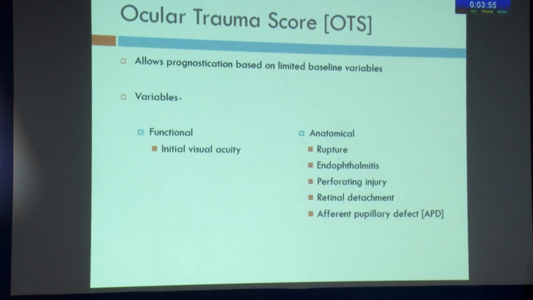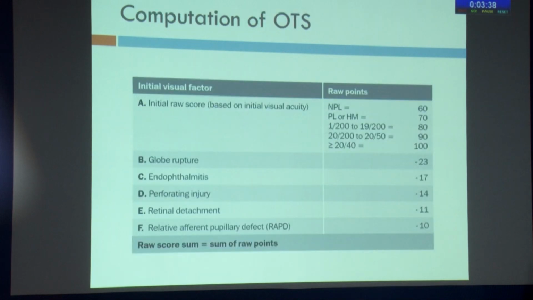Now it is also important to prognosticate a case. This is done on the basis of various variables, which could be functional or anatomical. The functional variable is the initial visual acuity, and anatomical variables include whether there is rupture, endophthalmitis, perforating injury, retinal detachment, or presence of afferent pupillary defect. All of these variables have been given some score, and for visual acuity, the better the acuity, the better the score. If any of globe rupture, endophthalmitis, perforating injuries, retinal detachment, or RAPD is present, they are given a negative score.